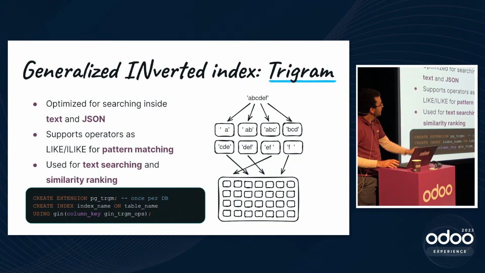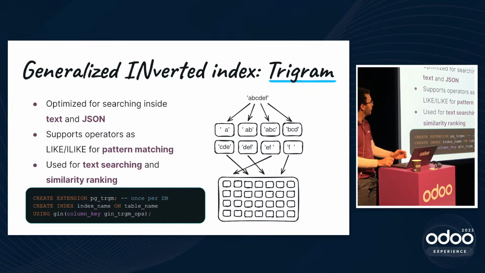So we have, as the example showed, first blank blank A, blank AB, and these small trigrams, 3 for 3, are put in some sort of container that's easily searched. This is useful for text and JSON data, and it's mostly for text searching, but also it implicitly gives you a probabilistic similarity ranking, because for each bucket you have all the rows that match that trigram, but you may have multiple rows that match said trigram.